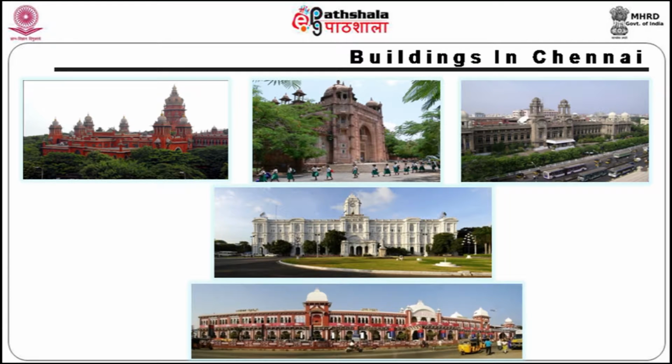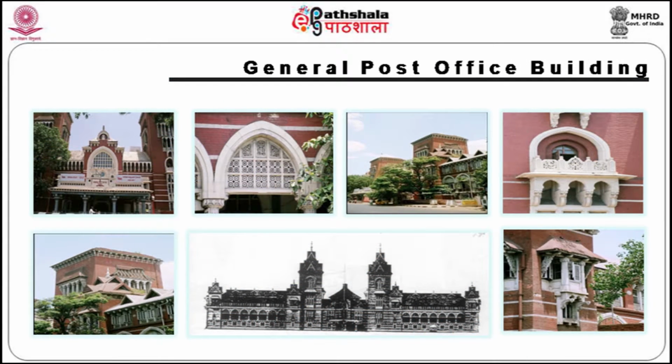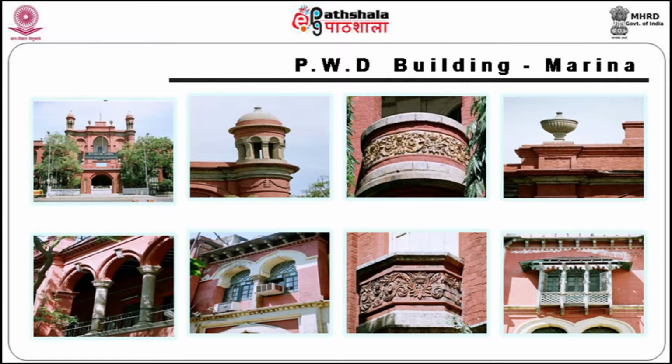Some of the important buildings in Chennai are shown here. We will name them slowly one by one in the course of time. We have the High Court, we have an NGO building, then we have the Ripon building, then Egmore railway station, then the museum in the center, general post office buildings, their elevation and a lot of features about this particular building. Madras University campus: what are the important features available, how the building looks, how the gate looks, all those details are there. PWD building, Marina, now it houses a public works department office.